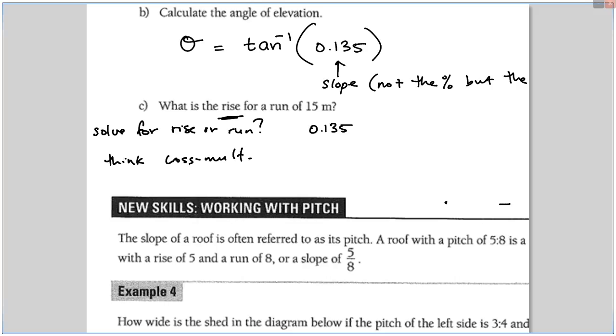What happens when it's a decimal? We put it over 1 equals rise over run. Rise is the unknown. The run is 15.